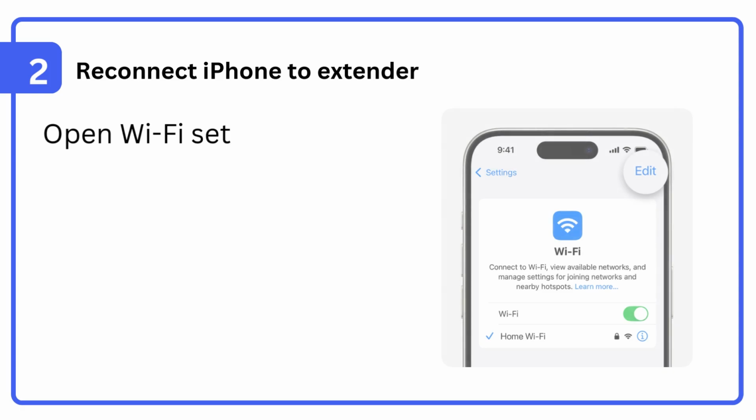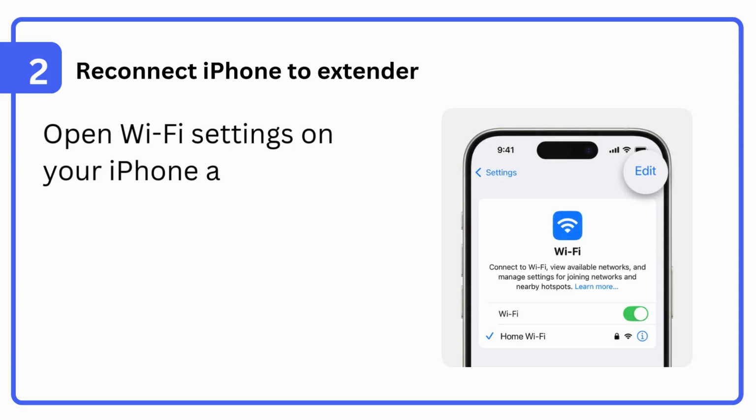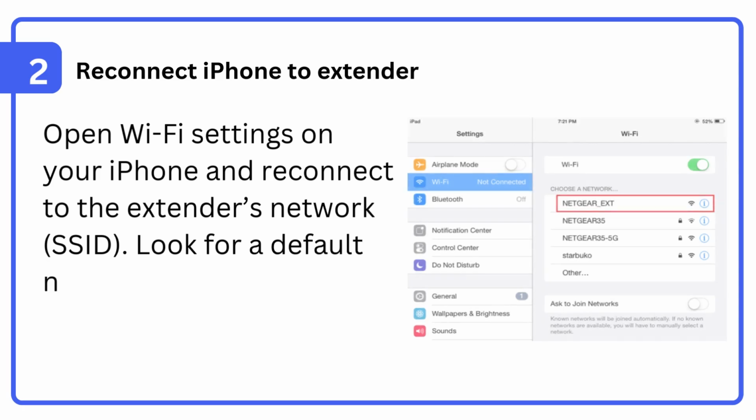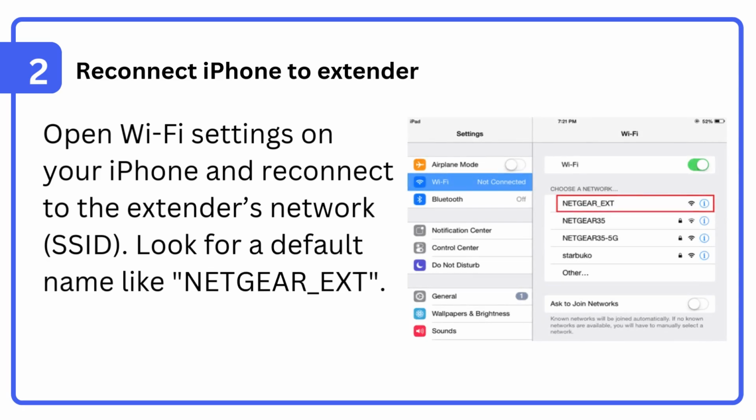2. Reconnect iPhone to extender. Open Wi-Fi settings on your iPhone and reconnect to the extender's network, SSID. Look for a default name like Netgear_EXT.